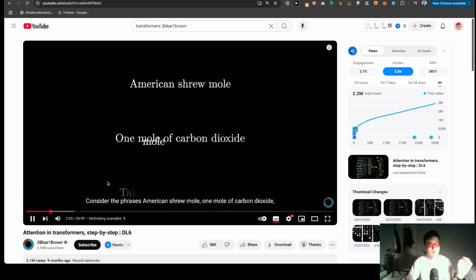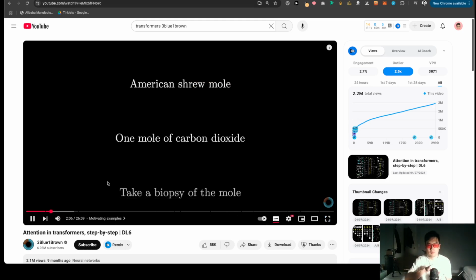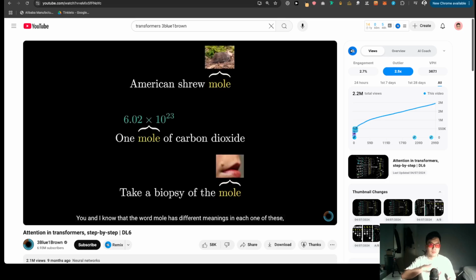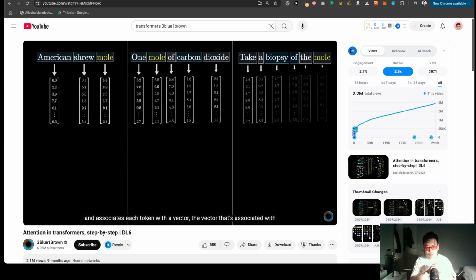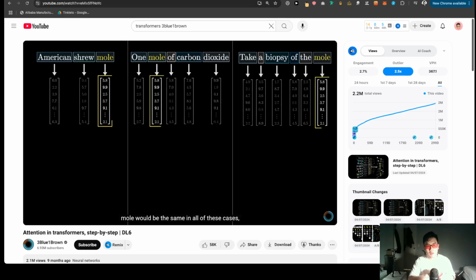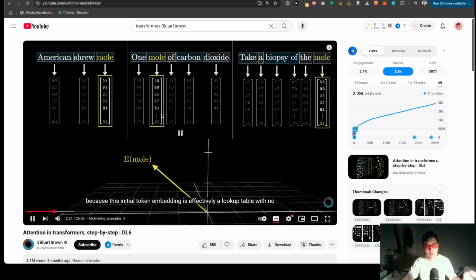1 mole of carbon dioxide and take a biopsy of the mole. You and I know that the word mole has different meanings in each one of these, based on the context. But after the first step of a transformer, the one that breaks up the text and associates each token with a vector, the vector that's associated with mole would be the same in all 3 of these cases, because... Oh, what? I thought the vector was different. So I guess the initial embedding is just a lookup table.